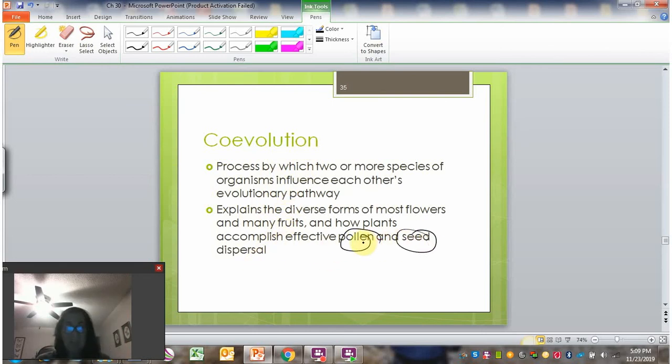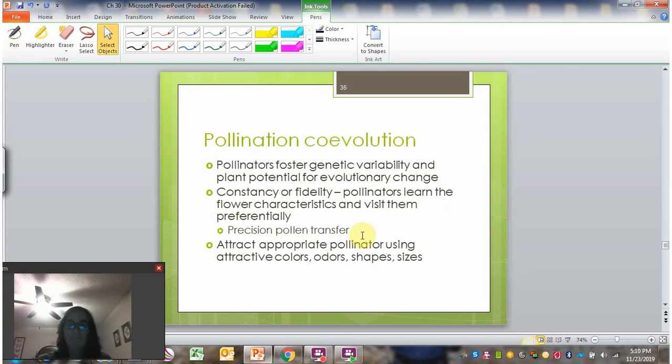So again, remembering this relationship of plants can't move and animals can. So there's this relationship where plants rely on animals to get to move stuff around, whether that's pollen or their seeds. And then on the other hand, plants can do photosynthesis and animals can't. So animals have this dependency on plants for food. So it's this mutual, very strong dependency that coevolution is reliant on. So pollination coevolution is when a pollinator, the animal, and a plant have co-evolved with each other.